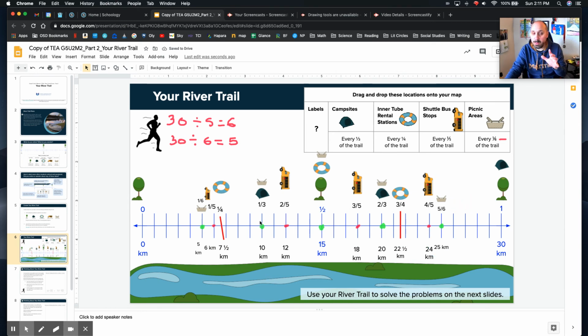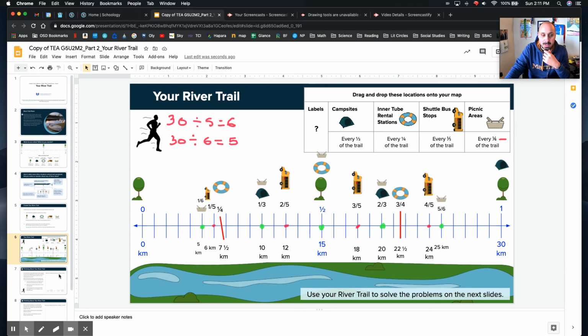And what I want you to look at here is the halfway point. We have 3 different locations. We have the actual park, which is half. We have the inner tube rental stations, which is 2/4, and we have the picnic area, which is 3/6. But they're all equivalent to 1/2, so we don't need to rewrite those. Okay, so that's how we put all of these kind of sloppily into our river trail.